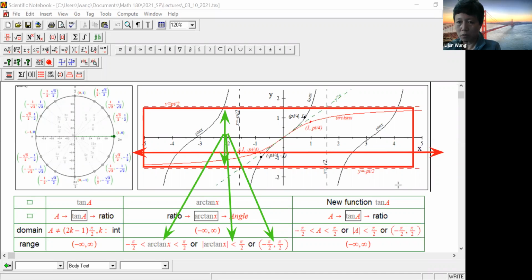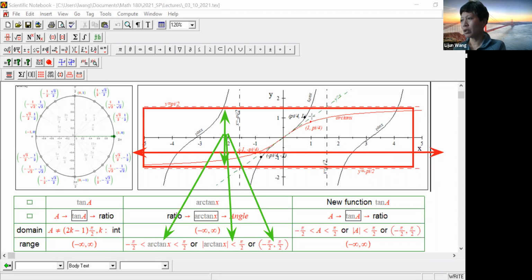Domain, arctangent, domain is all real numbers. Range is between negative pi over 2 to pi over 2. And what is more, as x approaches positive infinity, arctangent approaches pi over 2. As x approaches negative infinity, arctangent approaches negative pi over 2. I will write that down for you, okay? After you copy all of these little details, okay?